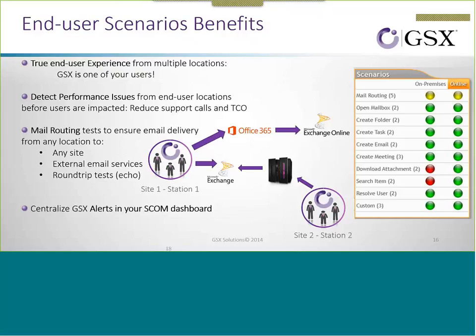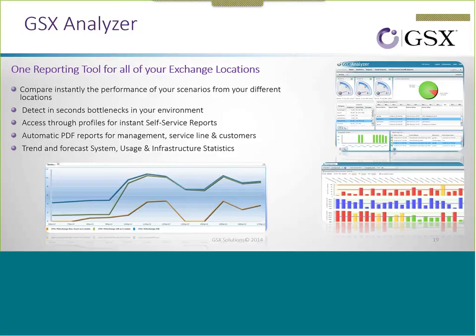And also the mail routing is really sending an email from one location to another. So you can ensure email delivery to any site. You can also configure it in such a way that the email goes to the outside world and then comes back in, doing some sort of round-trip tests using echo services. And this makes sure your end users can send email to the outside and can receive emails from the outside as well. And all the different alerts, as I mentioned earlier, you can see them in the SCOM dashboard. So if something doesn't work anymore at the end-user level, you can see that in your SCOM dashboard.